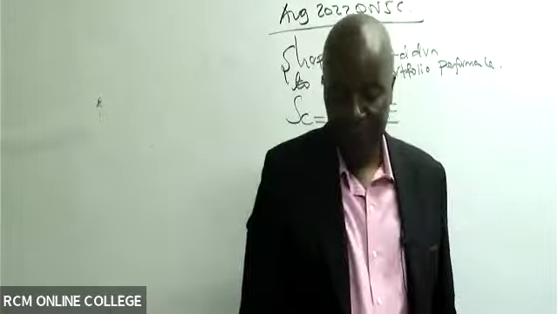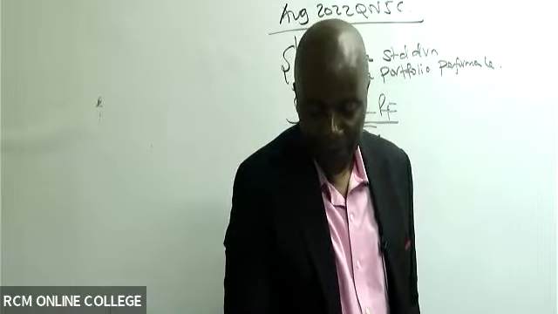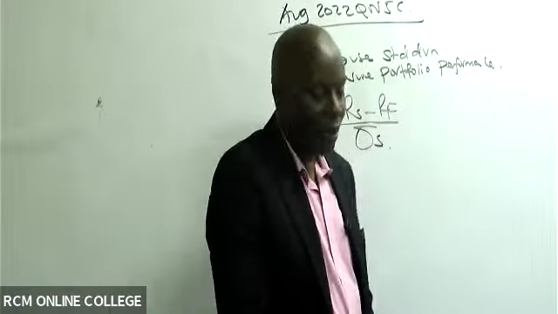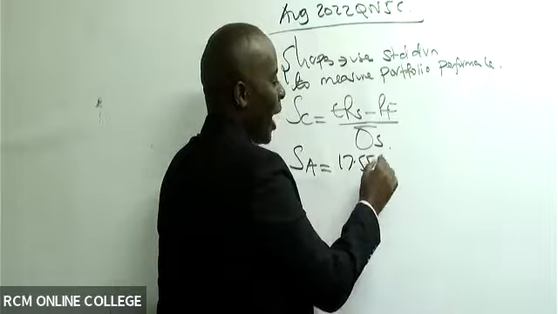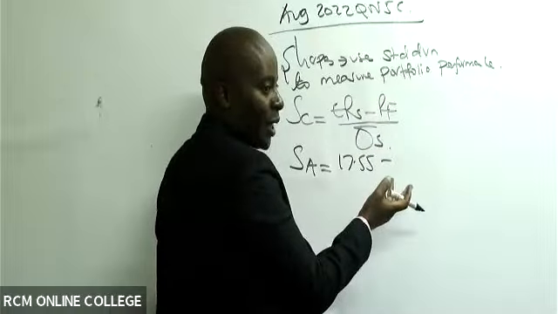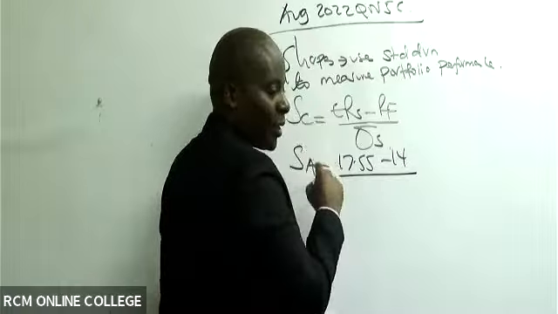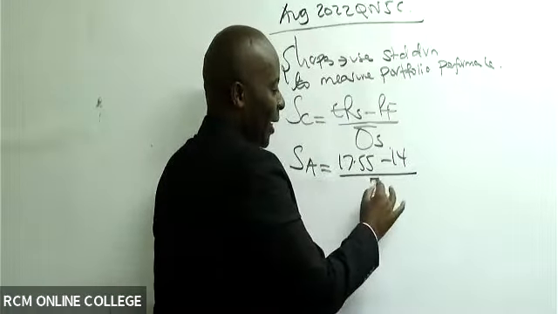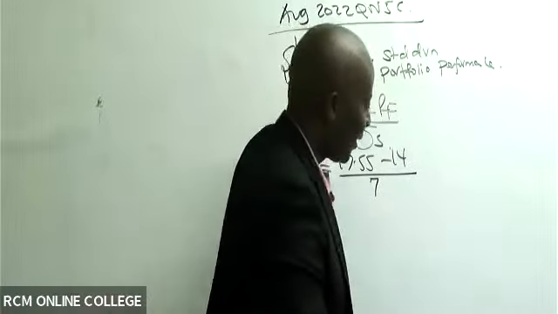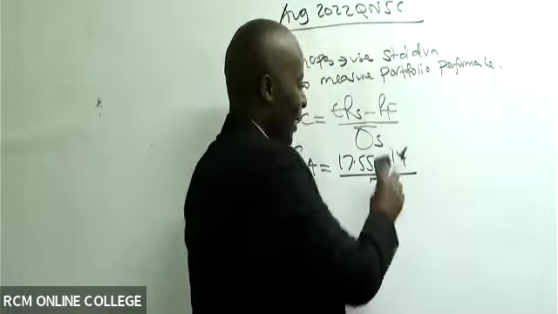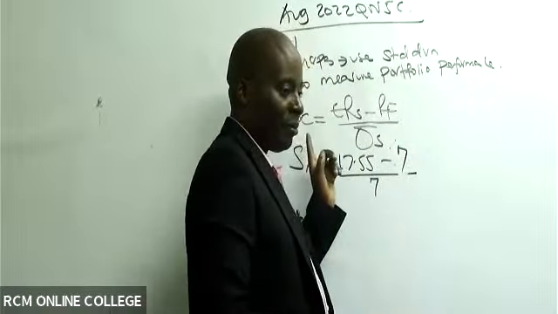All right. 17.55. Have they given us the returns of the risk-free? Are you able to see it? Risk-free is 7. All right. How about the standard deviation of the security?